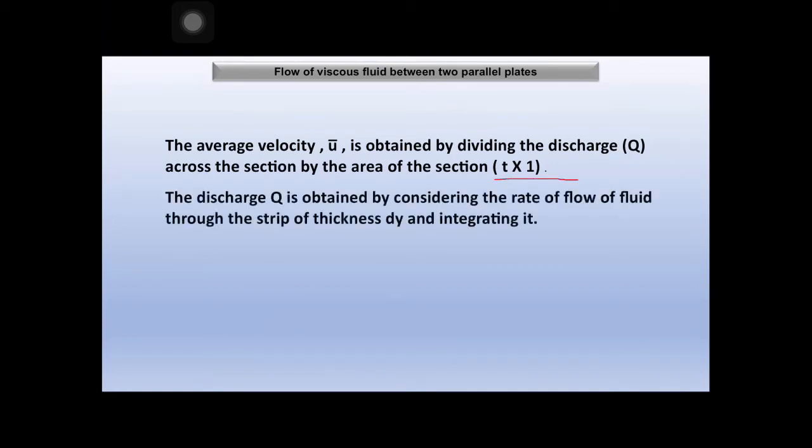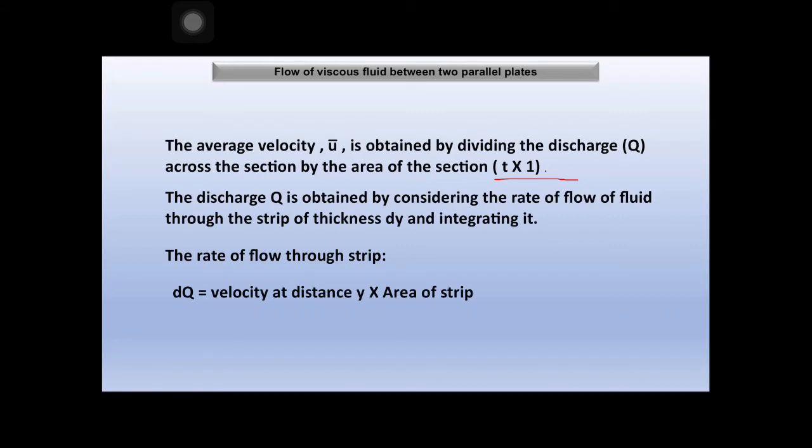Then we need to calculate the average velocity. To calculate the average velocity, we need to divide the discharge across the section by the area of the section. The area of the section is nothing but t into 1. So consider that discharge Q is obtained by the rate of flow of fluid through a strip of thickness dy, and we will integrate it between the upper and lower limits. So upon doing that, we will get the rate of flow through the strip, that is dq, equal to the velocity at a distance y into the area of the strip.